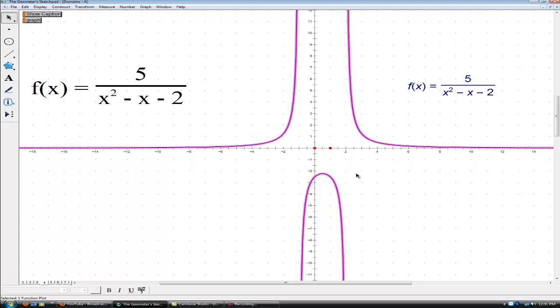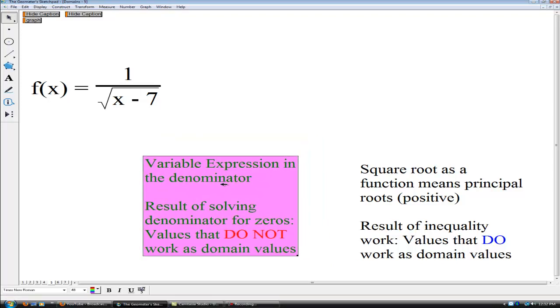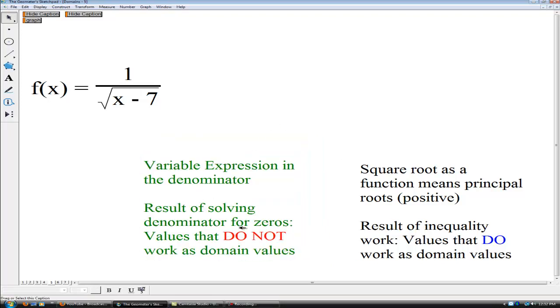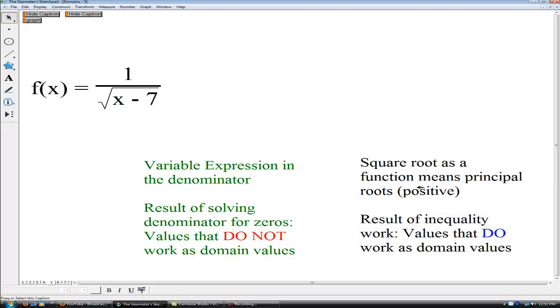All the other domain values produce outputs and will be defined in this function. Now with this function, we have both situations. We have a variable expression in the denominator, and for this case we want to find restrictions, values that do not work as domain values. But at the same time, we have a square root with a variable expression under it. So we're also going to test using an inequality for values that do work.